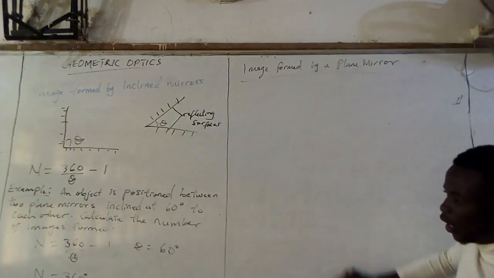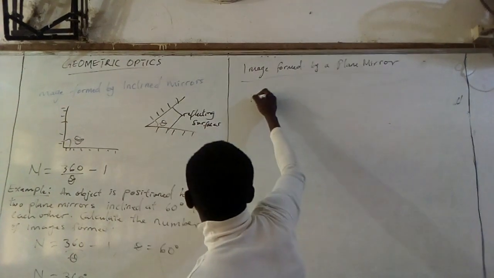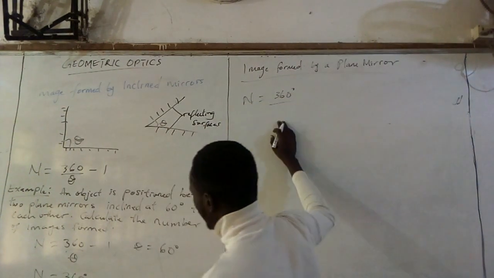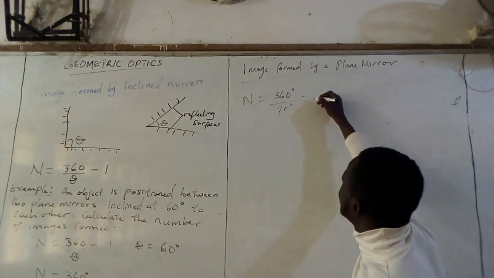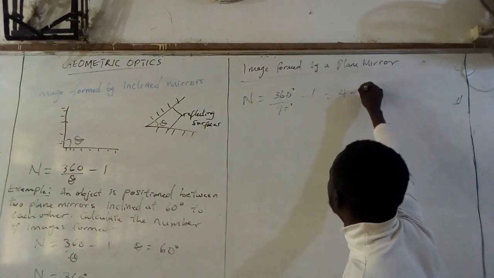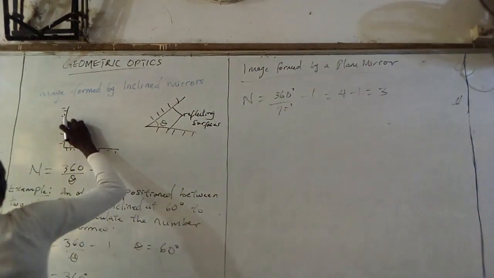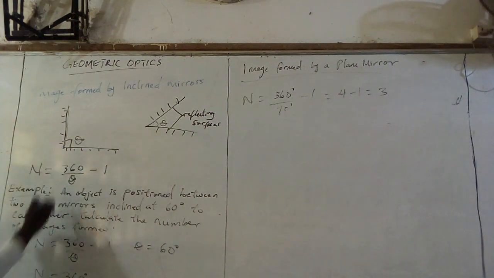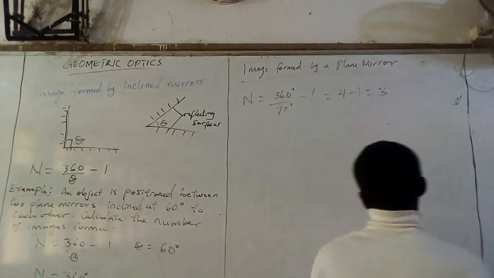Now, what if the angle is 90 degrees? Then N equals 360 degrees over 90 degrees, minus 1. So this will give us 4 minus 1, which equals 3. For any two mirrors that are perpendicular to each other, at 90 degrees, the number of images formed is equal to 3.